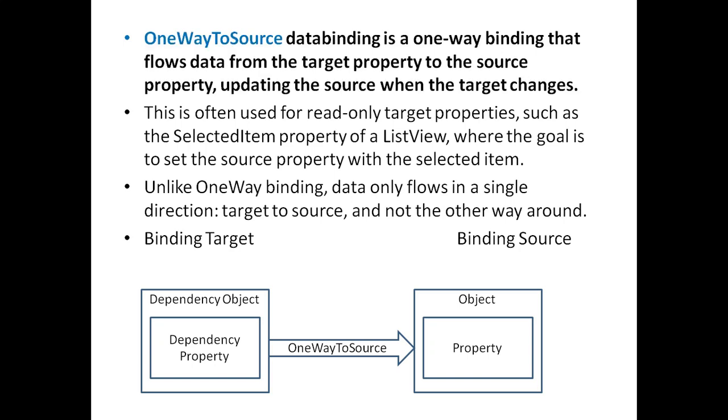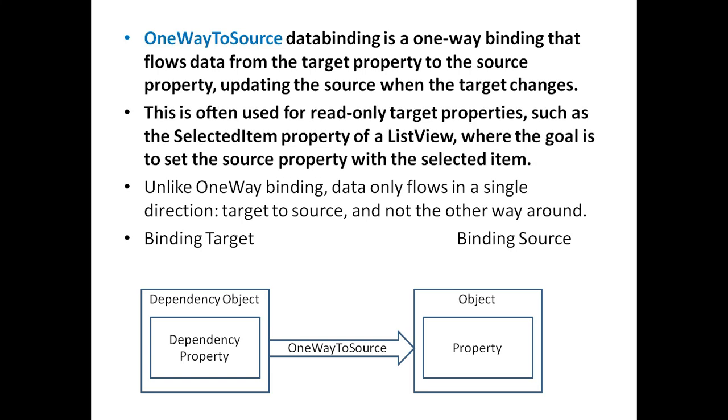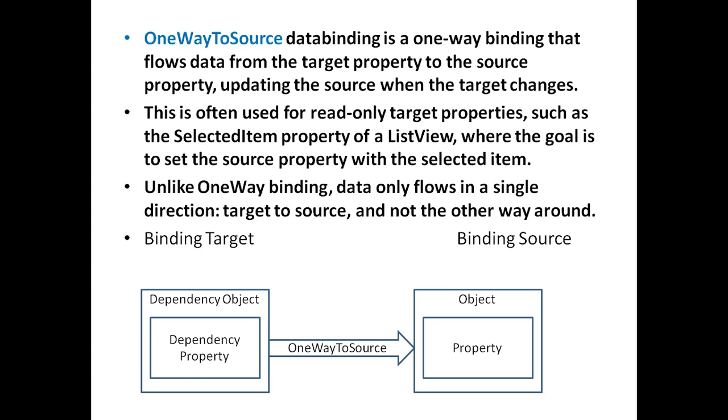Then one way to source. This type of data binding is a one-way binding that flows data from the target property to the source property, which updates the source when the target changes. This is often used for read-only target properties such as the selected item property of list view, where the goal is to set the source property with the selected item. Unlike one-way binding, data only flows in a single direction, that is target to source, and not the other way around.